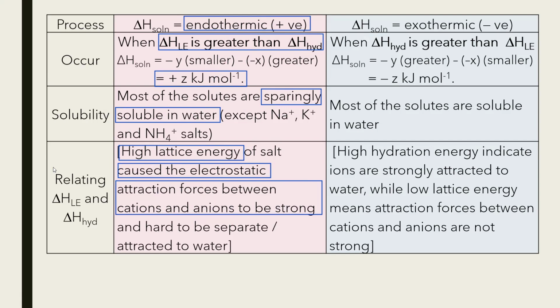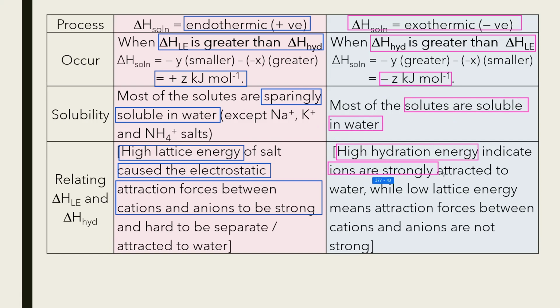And conversely, if the enthalpy change of solution is exothermic, it is when your hydration is greater than the lattice energy, therefore it has a negative value. So this will cause the solute to be soluble in water. This is because a high hydration energy indicates that ions are strongly attracted to water, while a low lattice energy means that the attraction forces between the cation and the anion are not strong, which makes them easily dissolve in water.